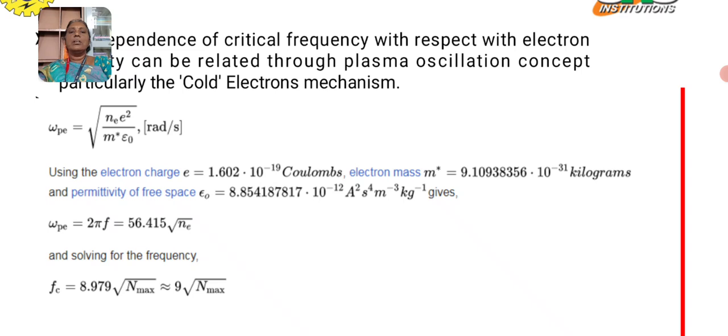And here the electron charge, we know, is E is equal to 1.602 into 10 power minus 19 coulombs. We know the electron mass in kilograms and permittivity of free space 8.854 into 10 power minus 12 farads per meter. And this omega p is the angular frequency 2 pi f. It is 56.415 root of Ne. And so the critical frequency is solved by the expression as Fc is equal to approximately 9 root of N max.